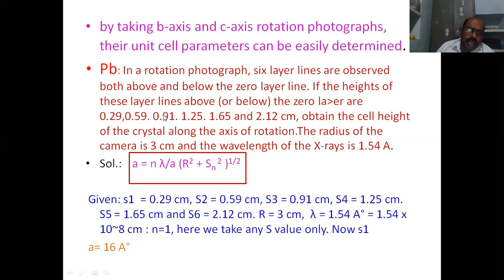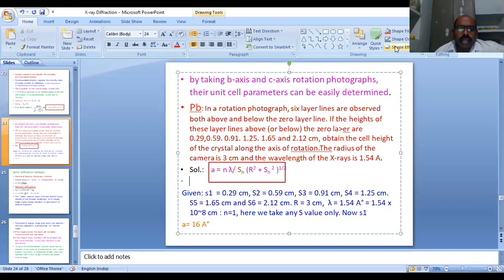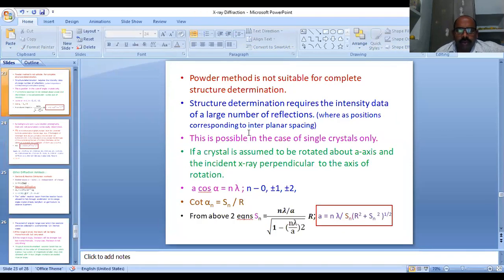So we can calculate the lattice parameters in that way from the information available from the experiment. There is a correction here. In this formula, earlier it was written as a, it should not be a, it is Sn. And similarly in the previous equation also it is Sn. So we have to make the correction.